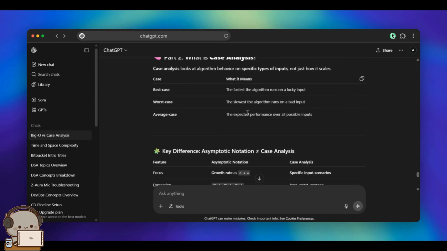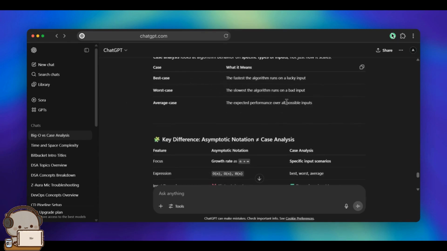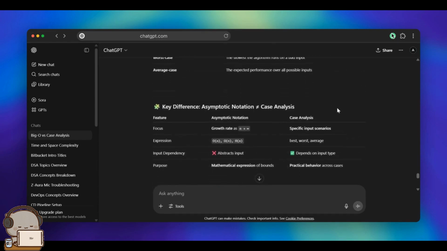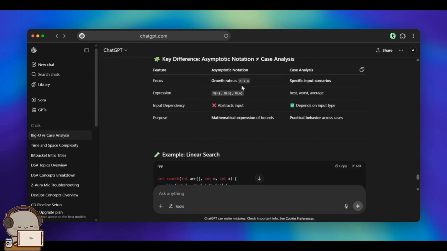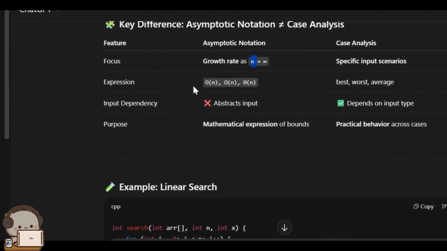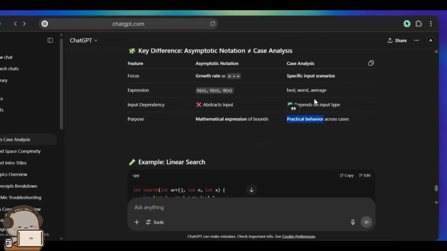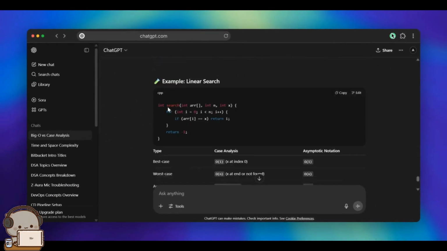As we had seen earlier, it tells how a particular code runs with a particular input. So best case for lucky input, worst case for bad input, and average for all possible inputs. So the key difference between asymptotic notation and case analysis: asymptotic is for n tending to infinity, and it has certain expressions. It's an abstract and mathematical expression of bounds. This is practical behavior, and this is what generally happens in the coding round.